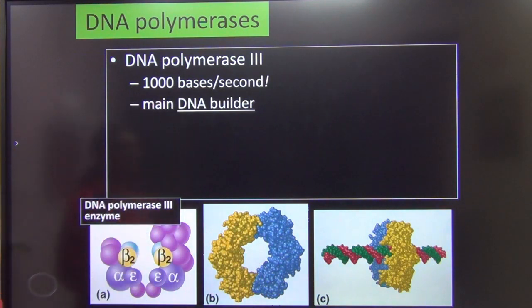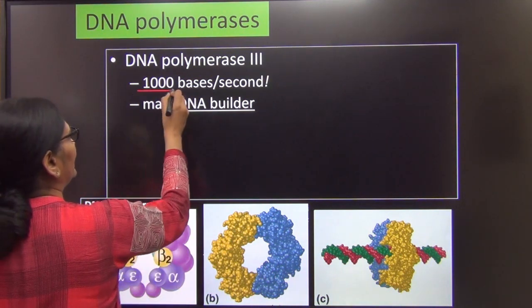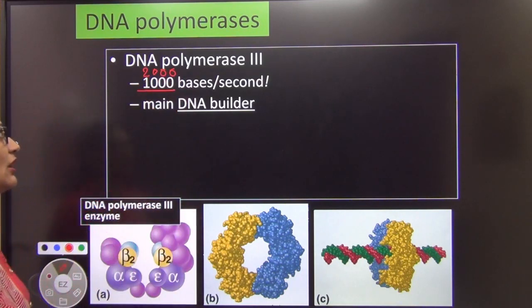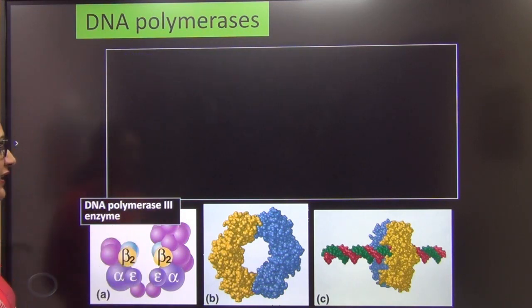This is DNA polymerase 3. This is the main builder. Here I have written it is 1000 bases per second, but in your NCERT it says it polymerizes at the rate of 2000 bases per second. So it is the main builder polymerase. You can see this. So this is the main polymerase which does the building work.